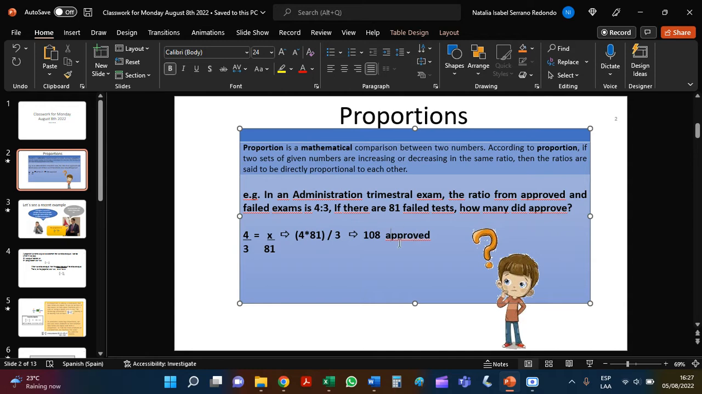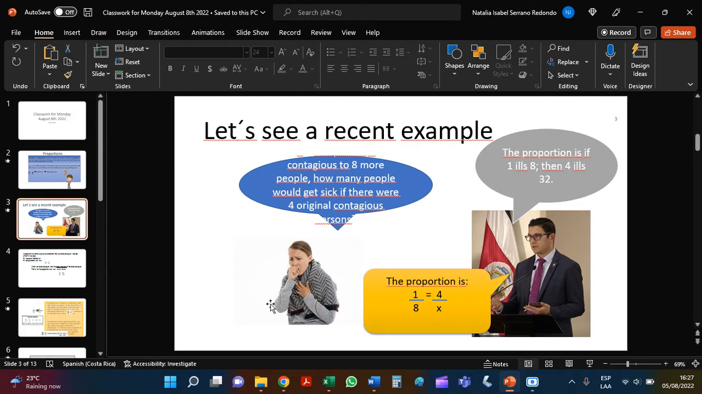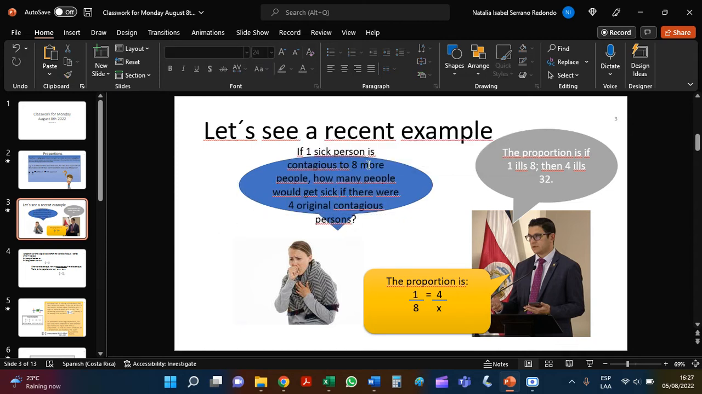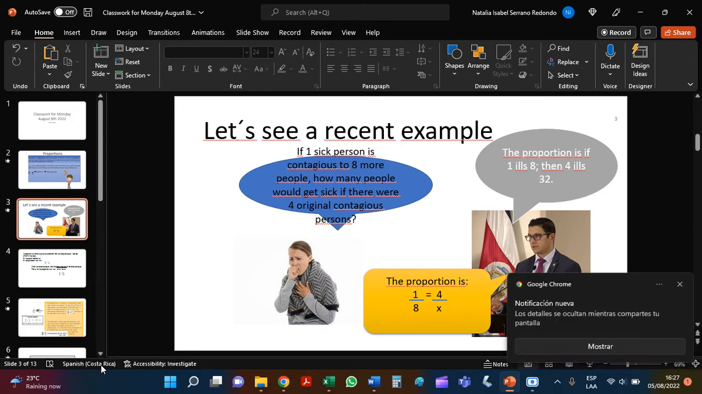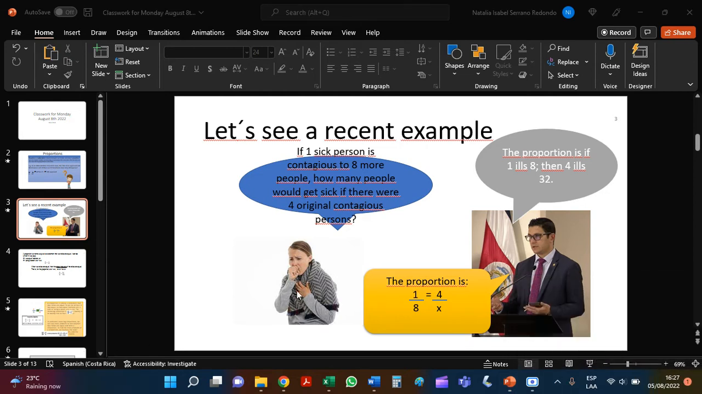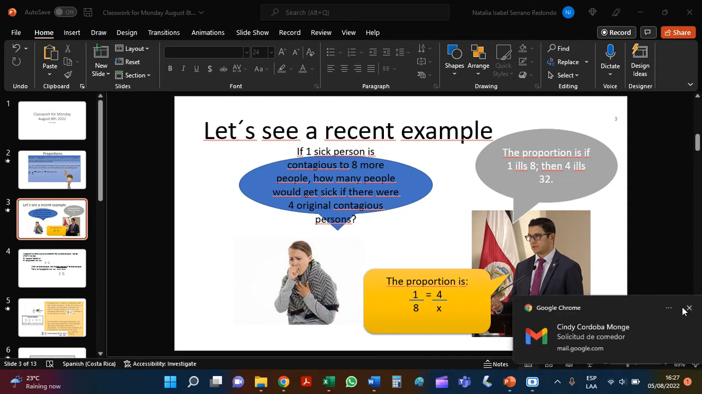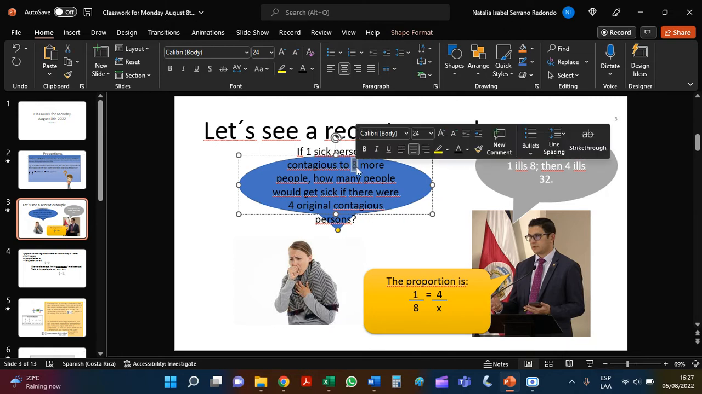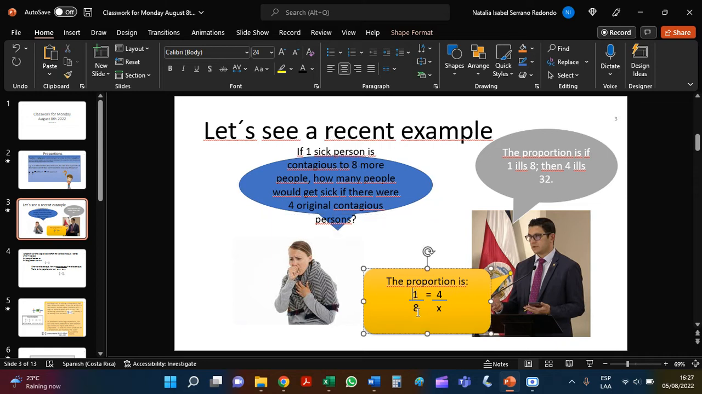Now we're going to do another example, but with this more recent case. It says here that one sick person is contagious to 8 more people. How many would get sick if there were 4 original contagious people? One sick person is contagious to 8 more people. Okay. 1:8, as that's how we say the equal number here.